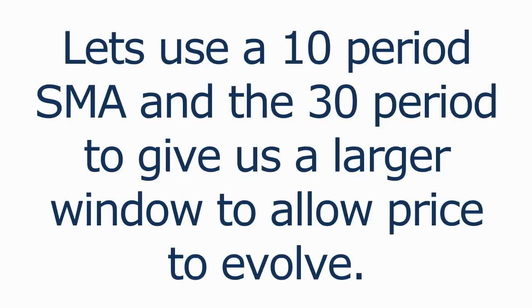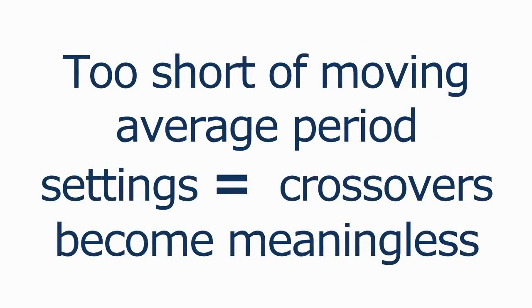So for this, let's look at a 10-period SMA and the 30 period to give us a larger window to allow price to evolve. Because if we use too short of moving averages, we're going to get so many crossovers that they're really meaningless. So our strategy for the crossover will look something like this.